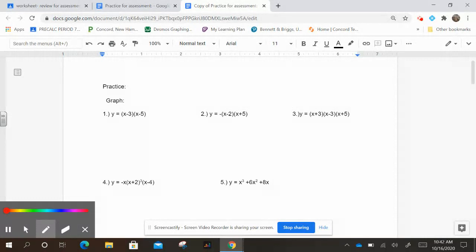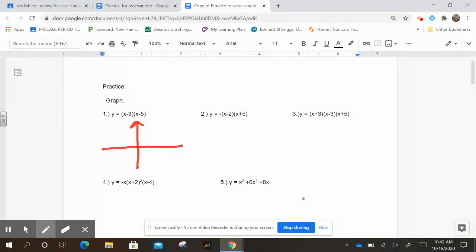First off, the first two should be pretty easy on how to graph, right? This is just going to be a parabola. That's going to go through 3 and 5. Let me go over these ones relatively quickly. Now the next one, this is going to be an upside down parabola. That's going to go through 2 and -5.